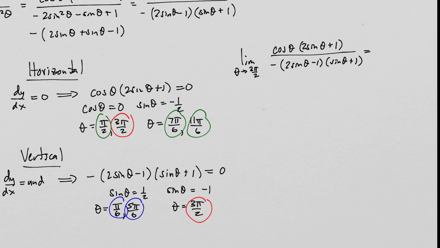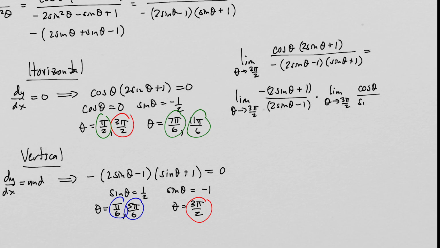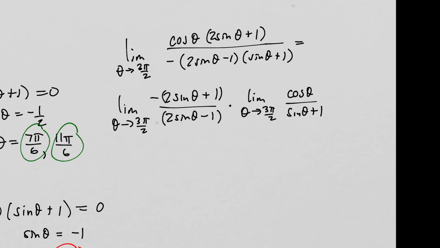What does this equal? Well, what we can do is break this up into the limit of 2 separate things. We can take 2 sine of theta plus 1 divided by 2 sine of theta minus 1, and we'll include the negative on that. And then we could multiply that by the limit as theta goes to 3 pi over 2 of cosine of theta over sine of theta plus 1. Now, why am I doing this? Well, it's because this is where you get the 0 divided by 0 from.